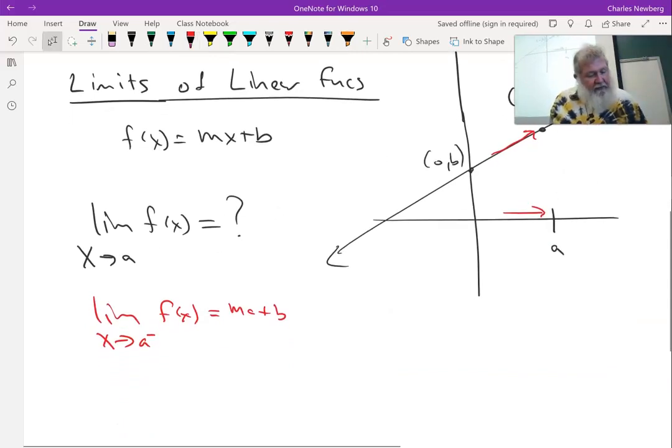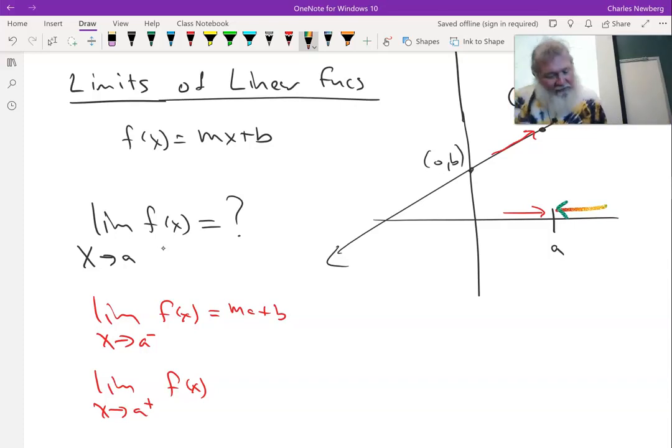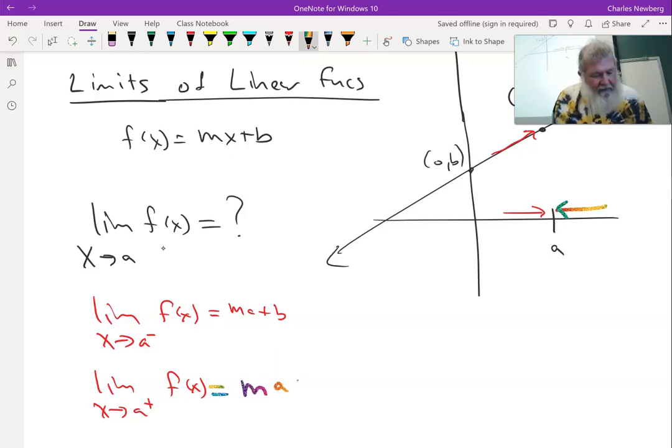Now the limit as x approaches a from the positive side. Well, what happens there? I'll even get a different color out here. Ooh, stardust. There's some stardust for you guys today. All right, and let's come down this way here. Does it also look like they're approaching MA plus B? It does, right? That's not a rigorous proof, but it's an intuitive proof.